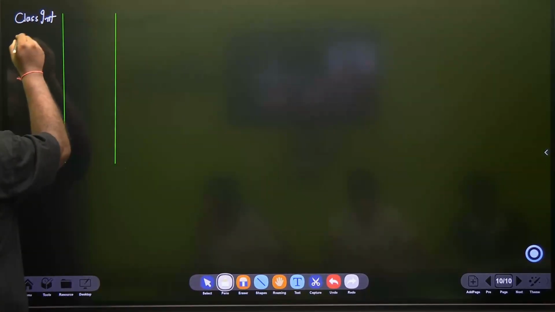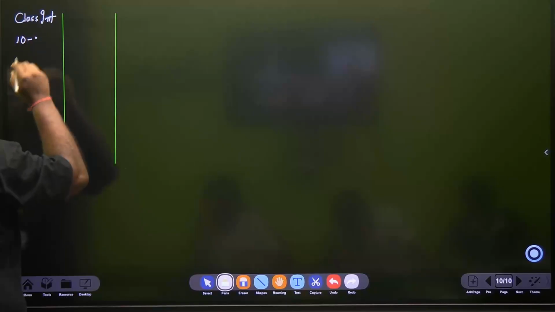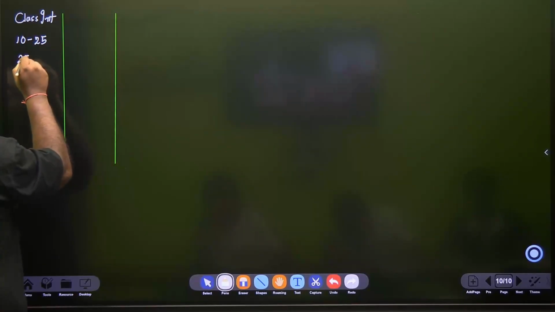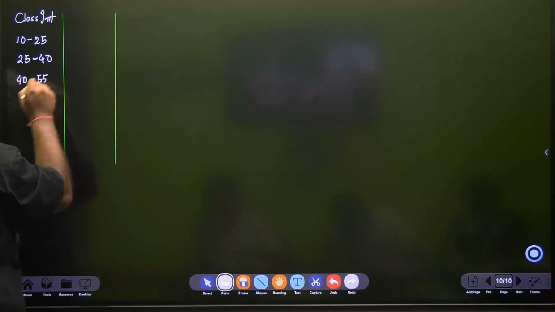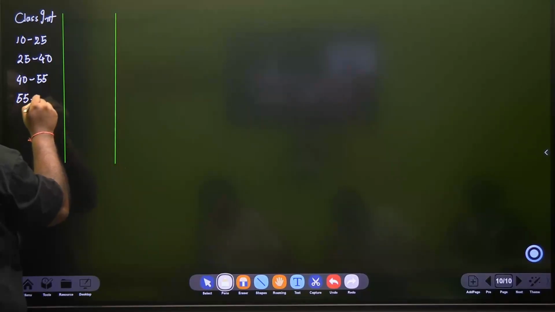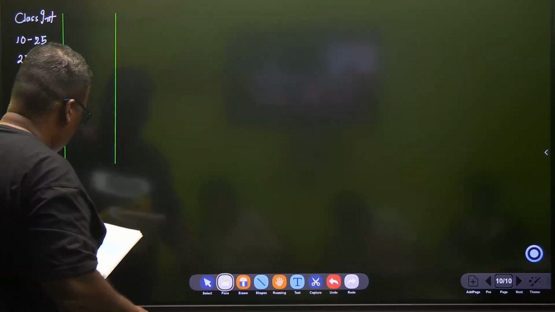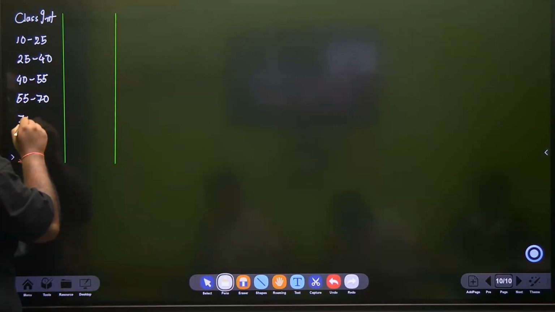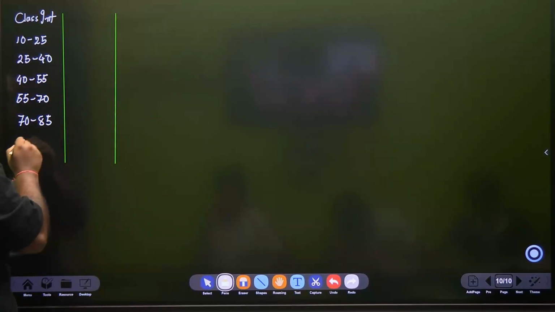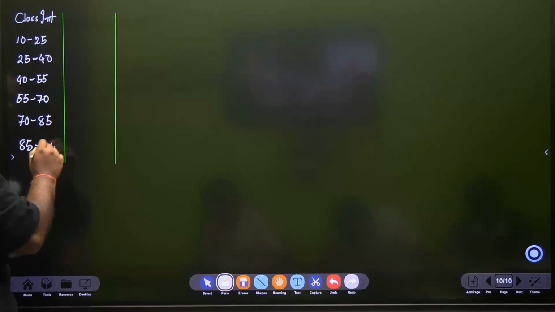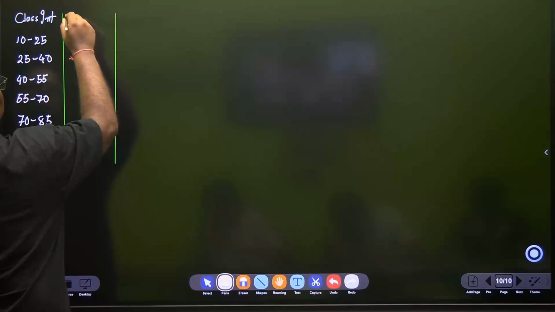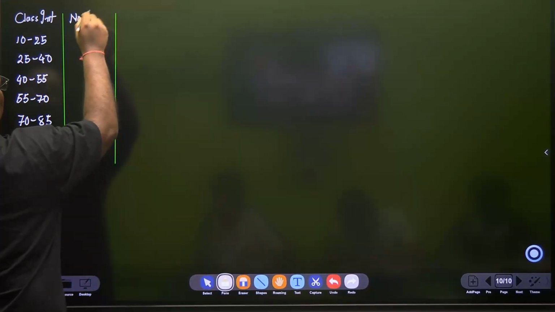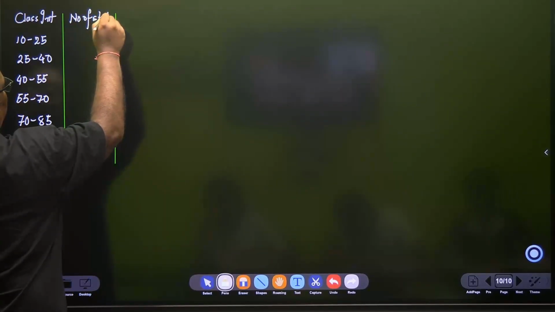The class intervals are 10 to 25, 25 to 40, 40 to 55, 55 to 70, and then 70 to 85 and 85 to 100. This is our class interval, and the question will typically come with the frequency. These are marks, and number of students means students who scored these marks.